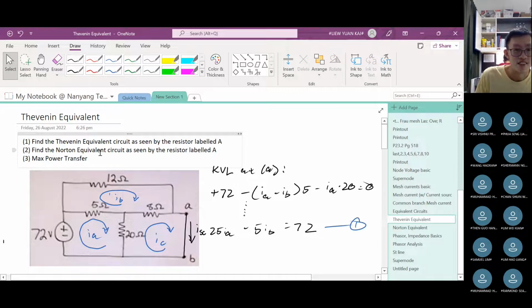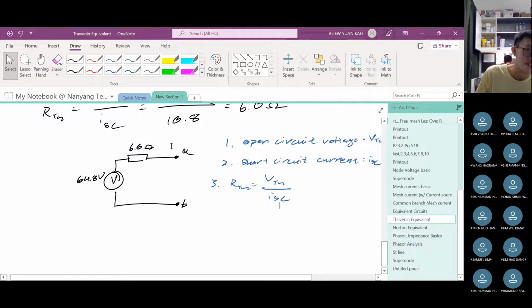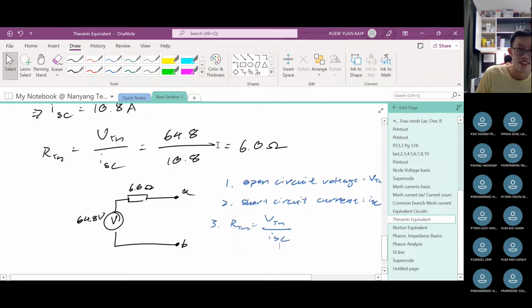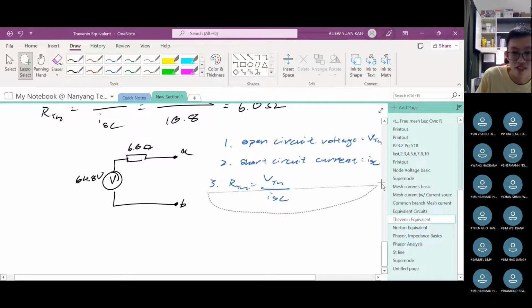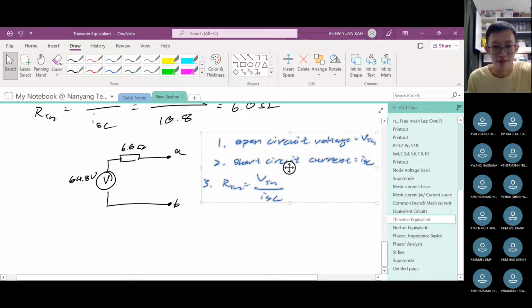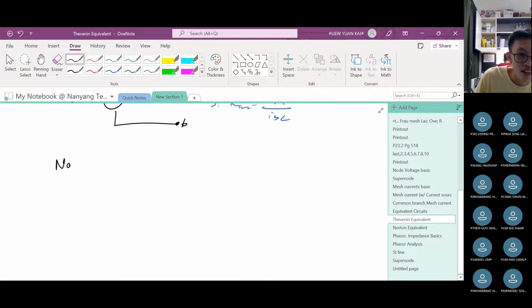Now, the next question is find the Norton equivalent circuit as seen by the resistor. Again, I'm going to say it again. Once you know how to find the Thevenin equivalent circuit, you are literally 2 seconds away from finding the Norton. Why? Let me show you what are the steps to find the Norton equivalent of the circuit. So, ladies and gentlemen, Norton equivalent steps. So how to find that?